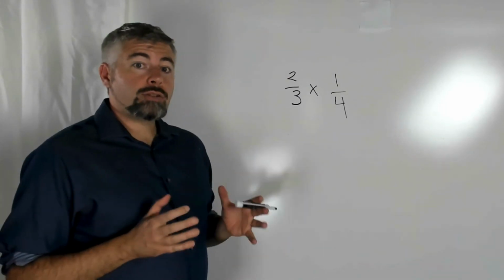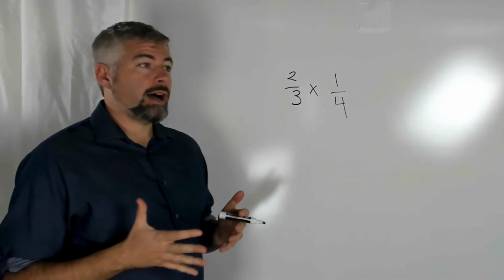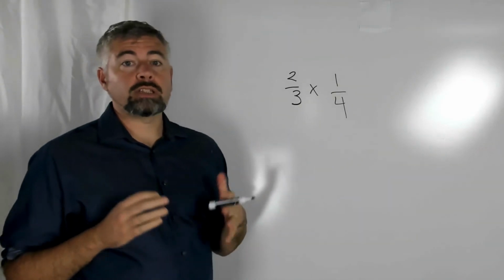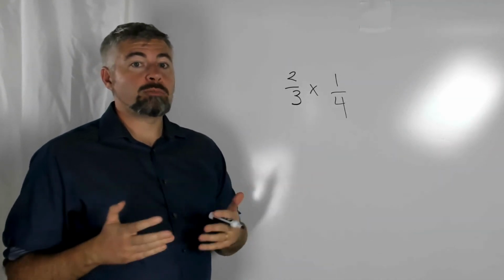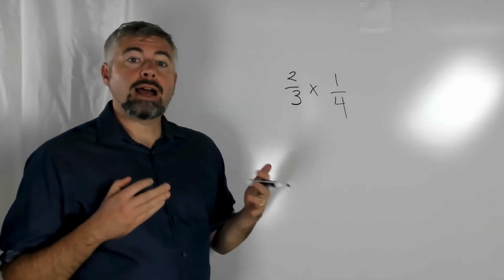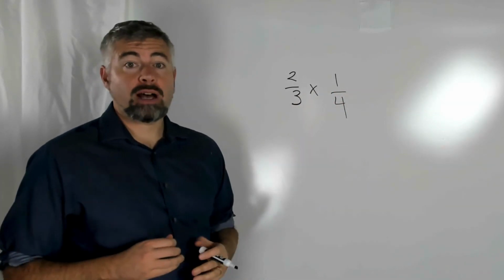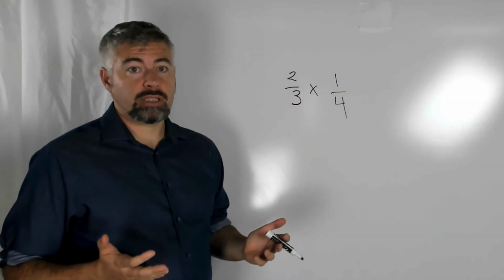And finally, to put this into a story form, I could say that I drink 2/3 of a liter of water every mile that I walk. If I walked 1/4 of a mile, how much water did I drink? And that would still be the same response. I would drink 1/6 of a liter.